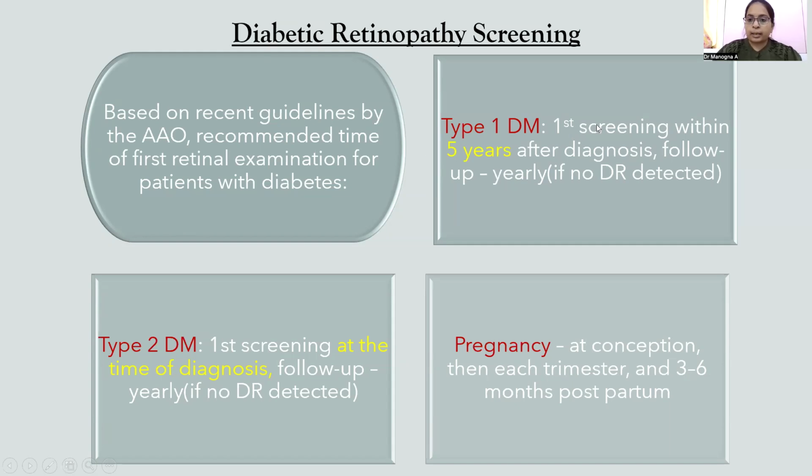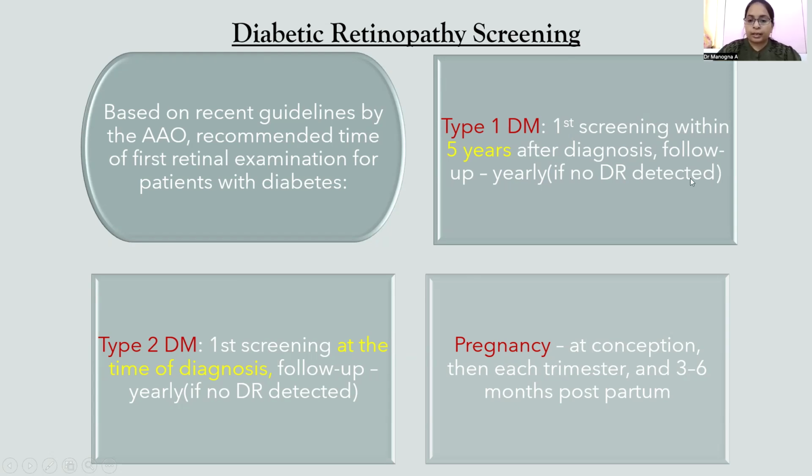For patients with type 1 diabetes, your first screening should be done within 5 years of diagnosis. For patients with type 2 diabetes, you have to screen them immediately, at the time of diagnosis, you have to do a retinal examination. If no DR is detected at that time, you have to follow them up yearly. Please make a note of this because the timing of screening is very important.